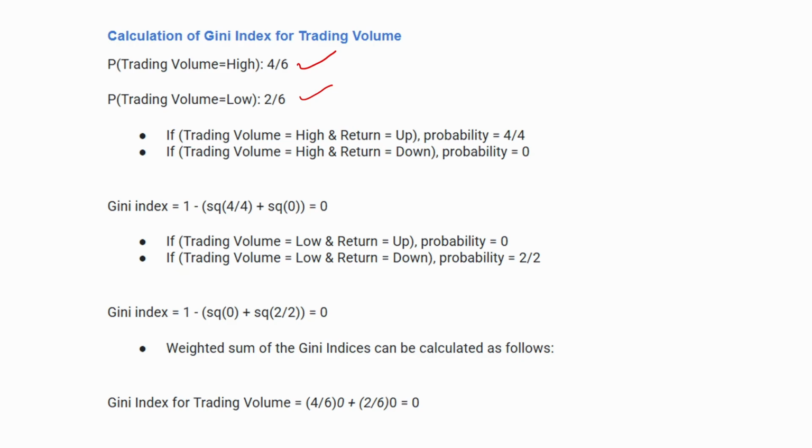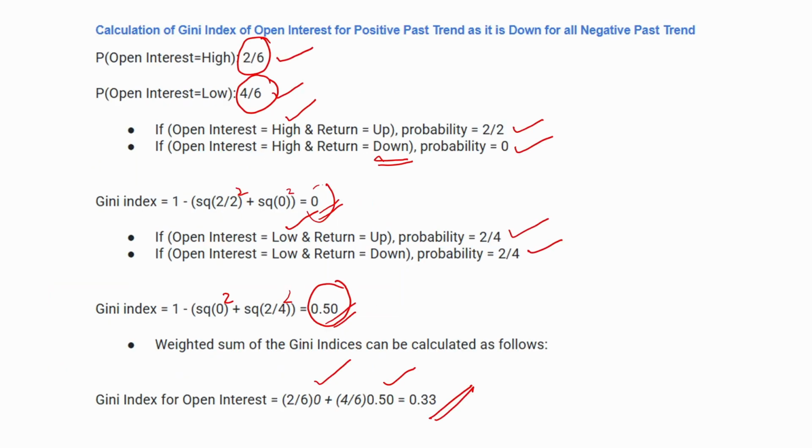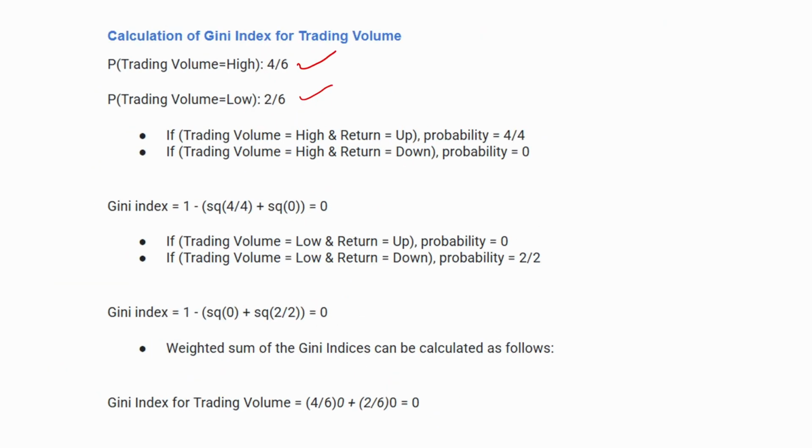Now for trading volume high and return up, how many do you have? Here 1 is there, then here 1, 2, 3, 4. All 4 are up. We don't have any down there. So here we got 4 by 4, and for down the probability is 0 because we don't have an entry. Now find the Gini index: 1 minus (4 by 4) square plus this one.